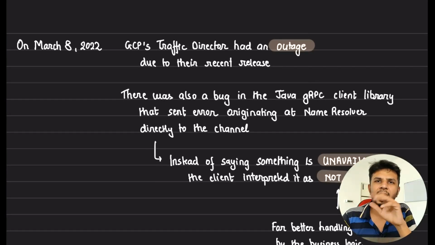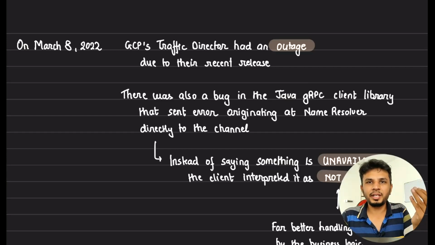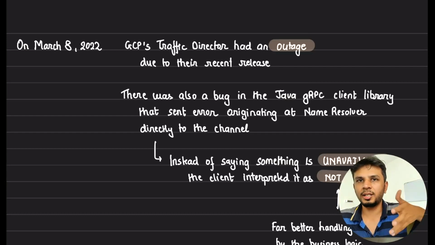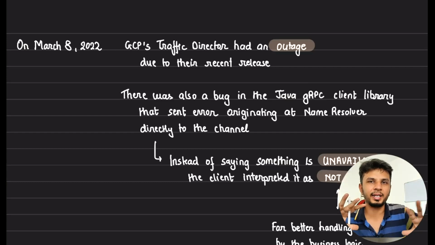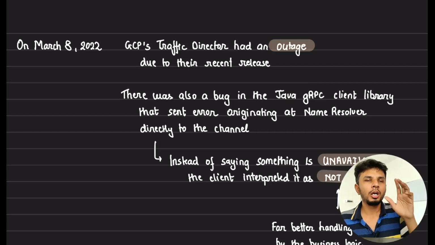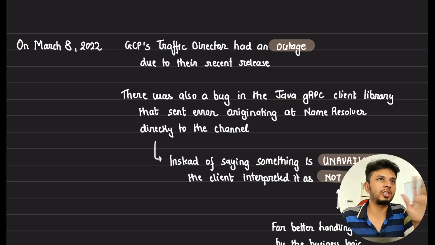GCP's Traffic Director had an outage, but it was not a major one. It was a very minor outage. They released some configuration which affected users having load balancers talking to this control plane and some hybrid architecture. So it affected that set of users. As of now, GCP is yet to provide an update on that.